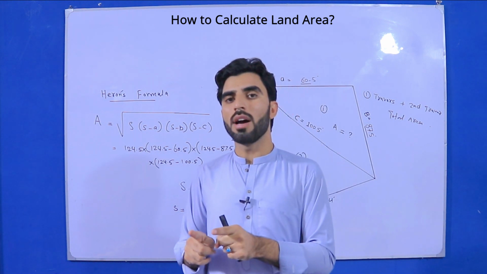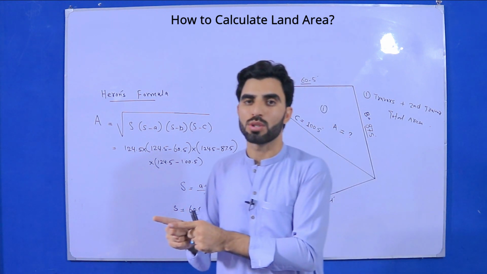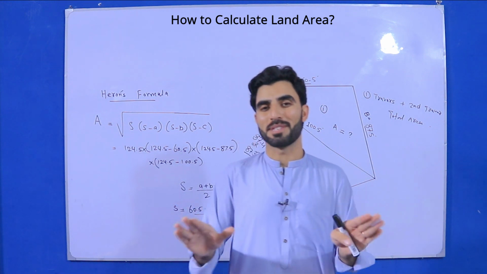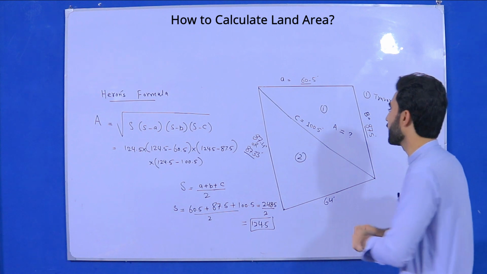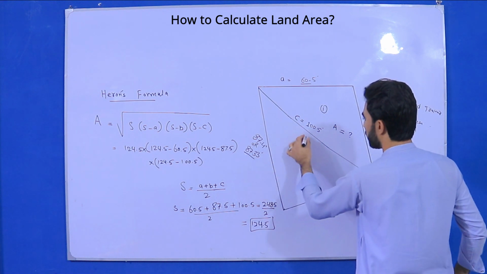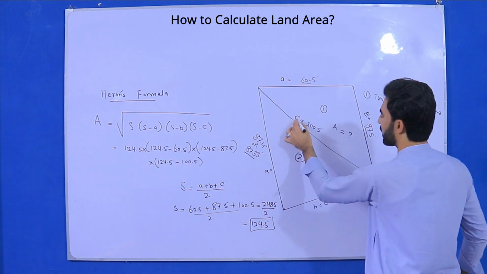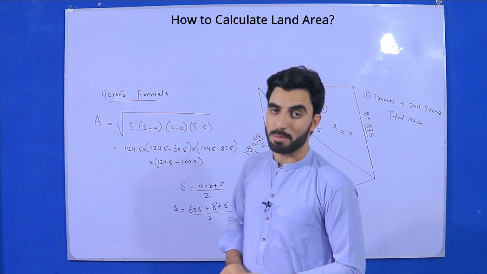Just put the sides A, B and C and get the total area. Again for the second traverse, just put the A value, B value and C value, and you will get the area. So guys, this is the surprise for you.